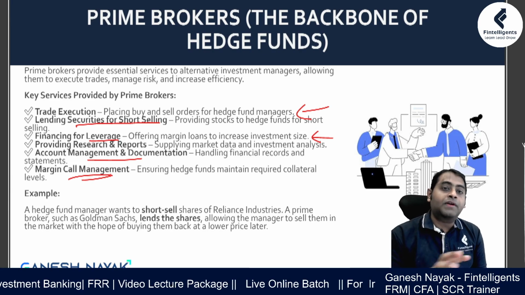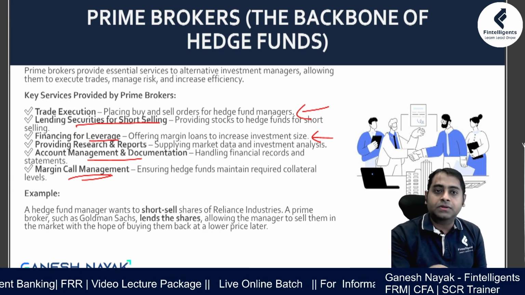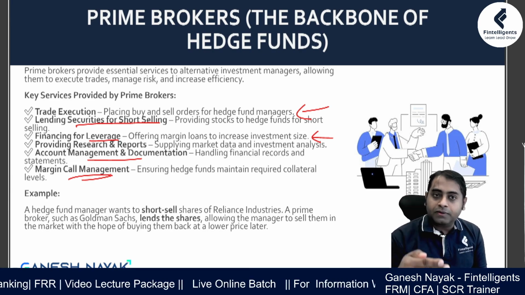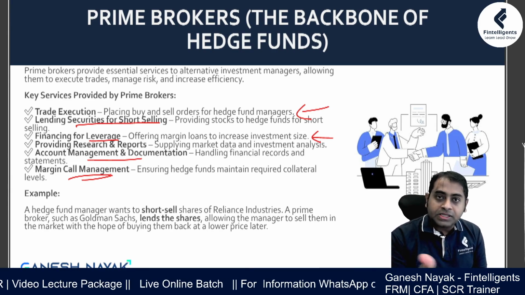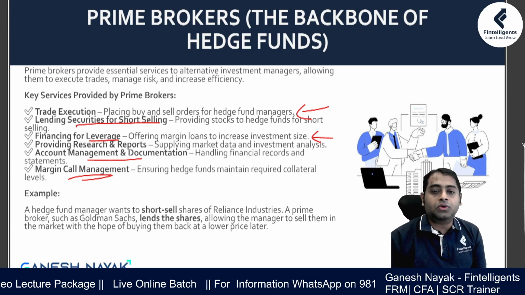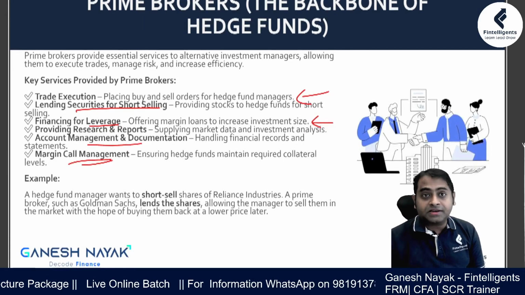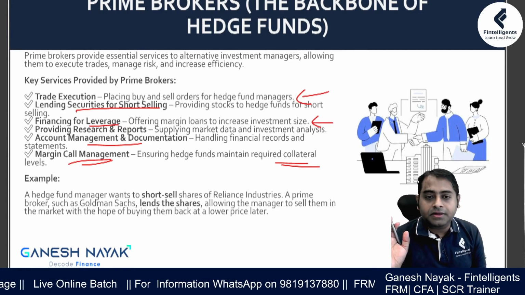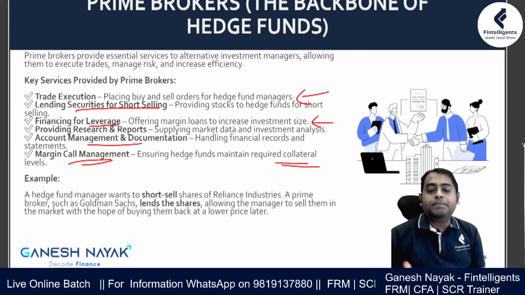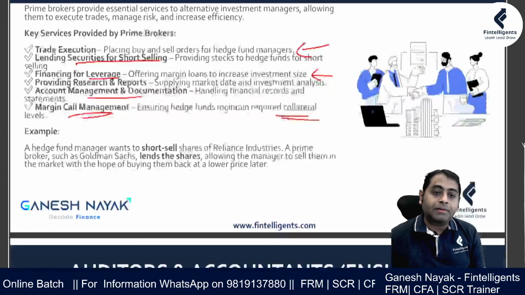So if tomorrow I have purchased up to 20,000 by investing 5,000, if the price goes down, the margin account will go down and the broker will call you to put money or sell securities. That is margin call management. Put extra money, that means put more collateral, or I'll sell the security. These are the primary activities done by the prime broker.